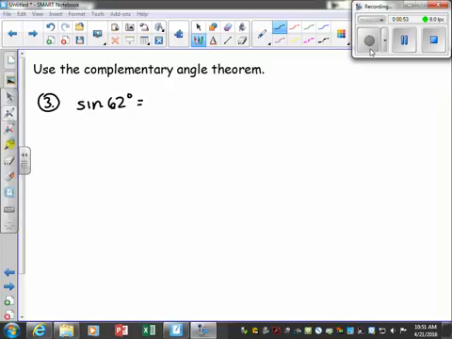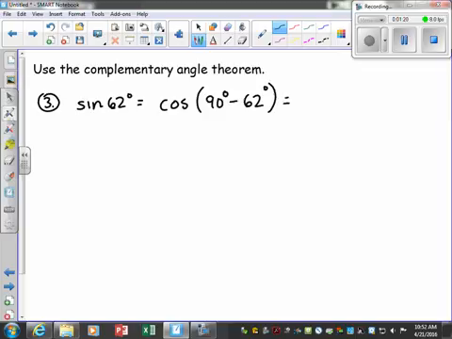Okay, using the complementary angle theorem, we're going to work with the sine of 62 degrees. Okay, by the definition of that, what's the complement of sine? Cosine. And one way we can do the complement of that is just say 90 minus 62. That would allow us to find that other part, right? The other angle. 90 minus 62 would equal to what? Cosine of 28 degrees. Good.